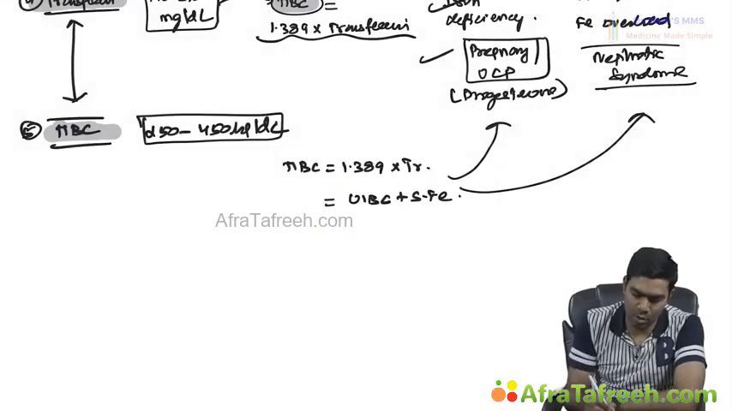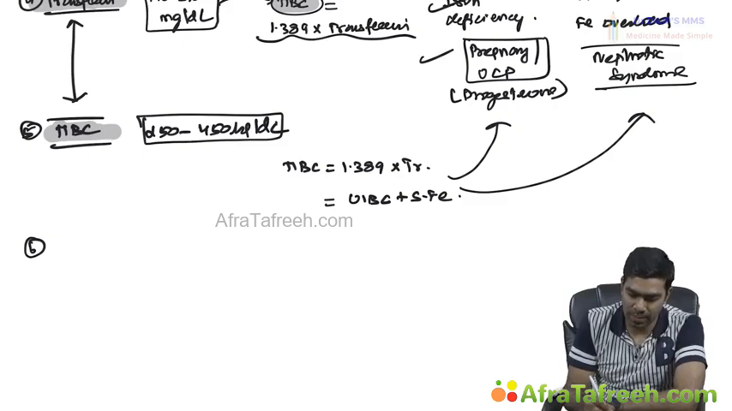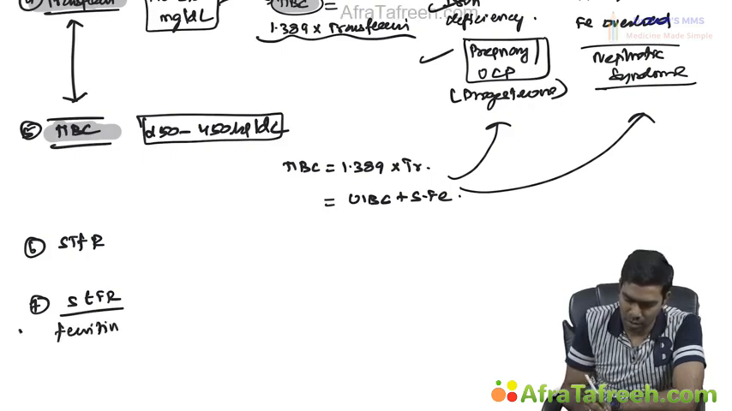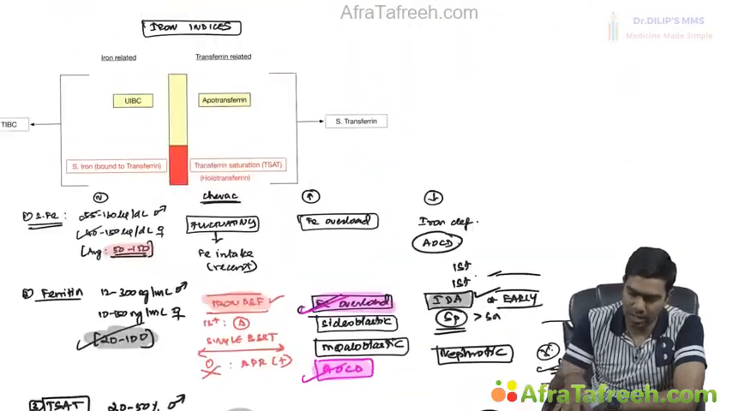Then you have two special indices, which are most useful only for differentiating iron deficiency from anemia of chronic disease. One is the soluble transferrin receptor, and the second one is the soluble transferrin receptor by log of ferritin ratio. Before going into this, let me explain the diagram first.